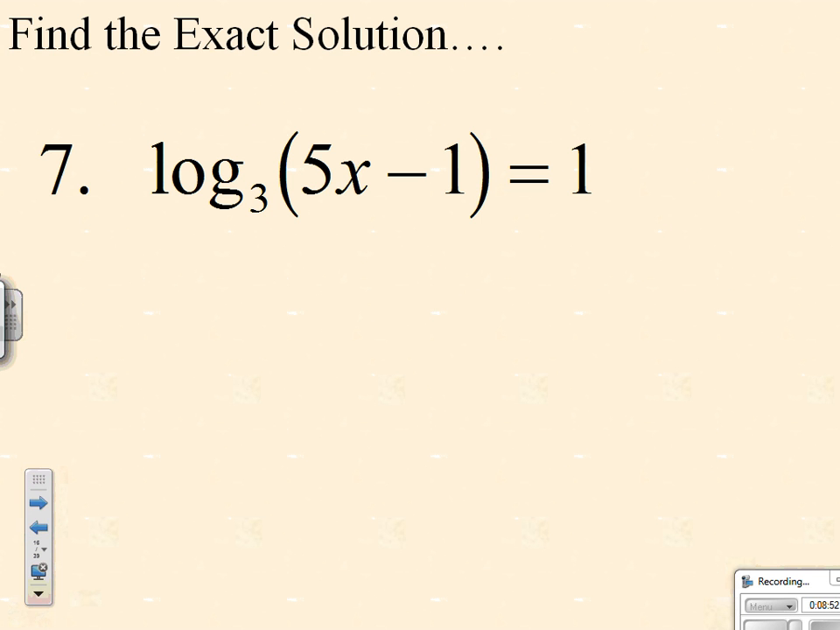Okay, so if I want to solve this equation, the log term is isolated. I'm ready to bring in my base. Insert a base of 3.